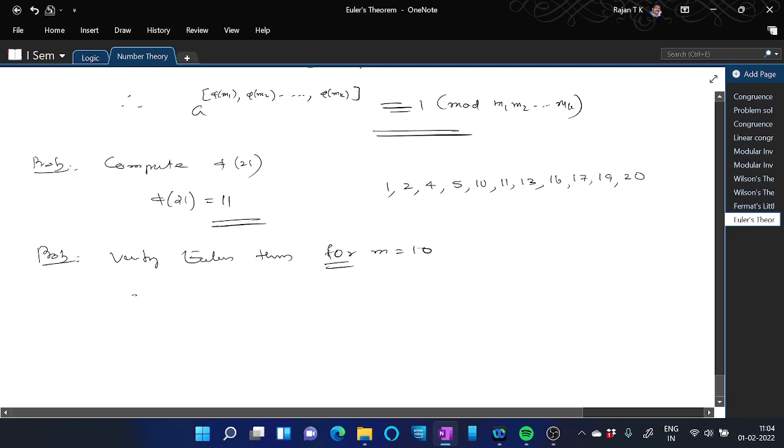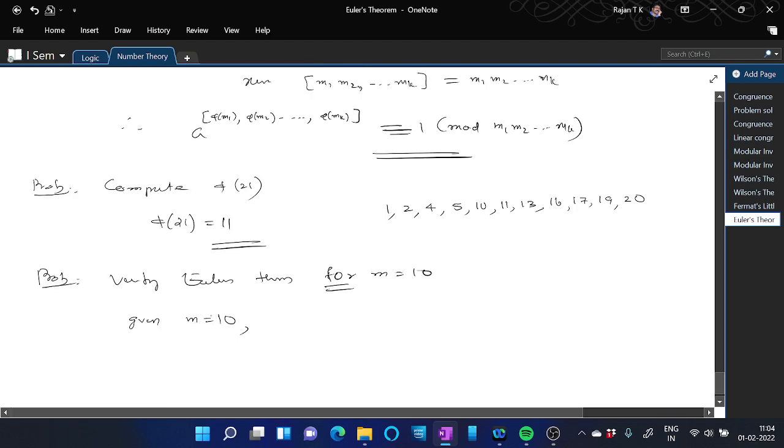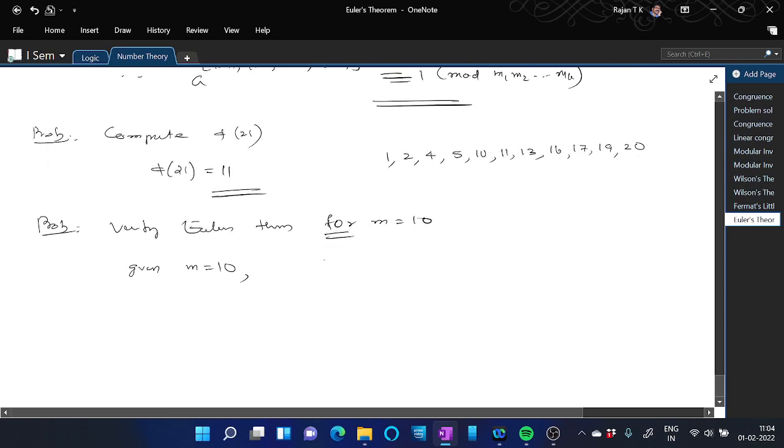So given m is 10, the positive integers less than or equal to 10 and relatively prime to 10 are 1, 3, 7 and 9. 1, 3, 7, 9 are the numbers relatively prime to 10. And therefore phi of m, that is phi of 10, is equal to 4.